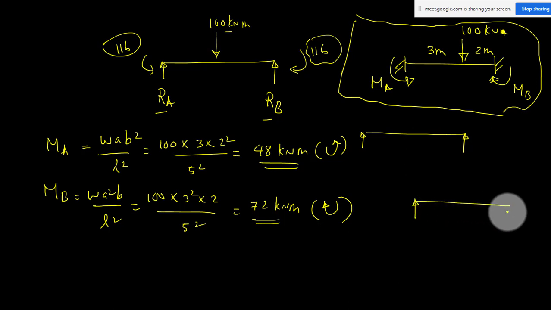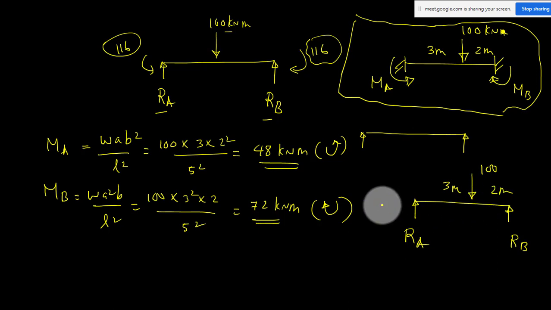I have RA. So I have some reaction here, I have some reaction here, I have some loading, 100, 3 meter, 2 meter. So what is this moment in this direction? This moment is 48 and this moment is 72. Now this is your support B, and it is your support A.